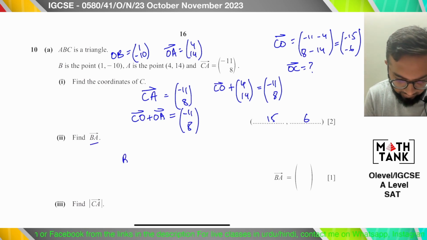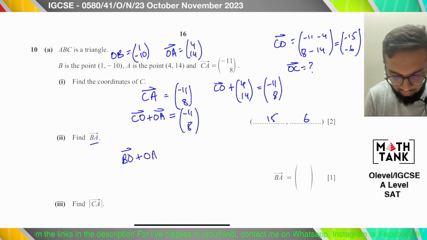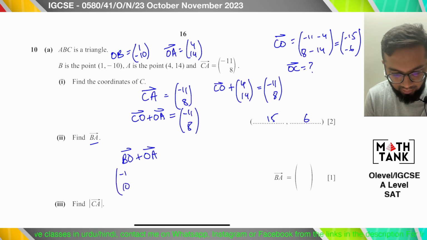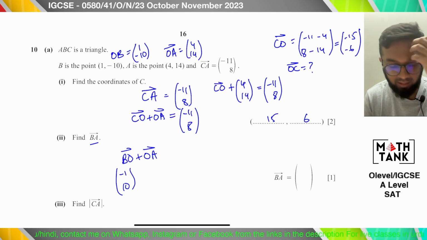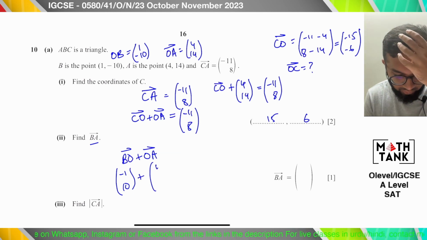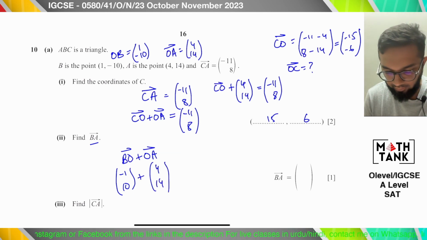Find BA. So it's BO plus OA. BO is minus 1 and 10 because OB is 1 and minus 10. And then OA is 4 and 14. So that gives me 3 and 24.